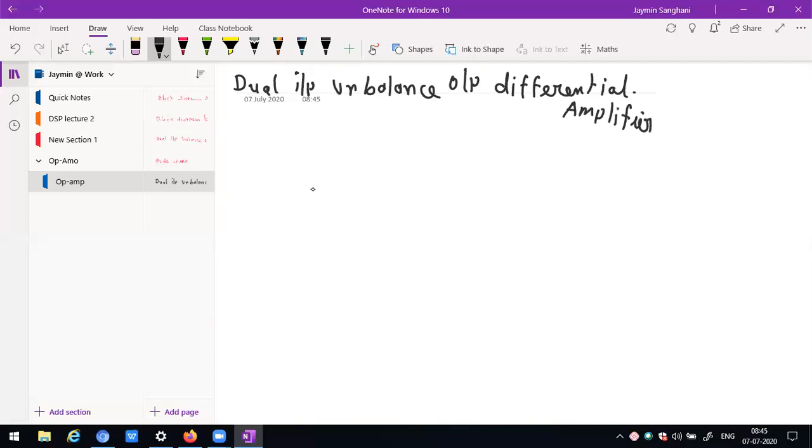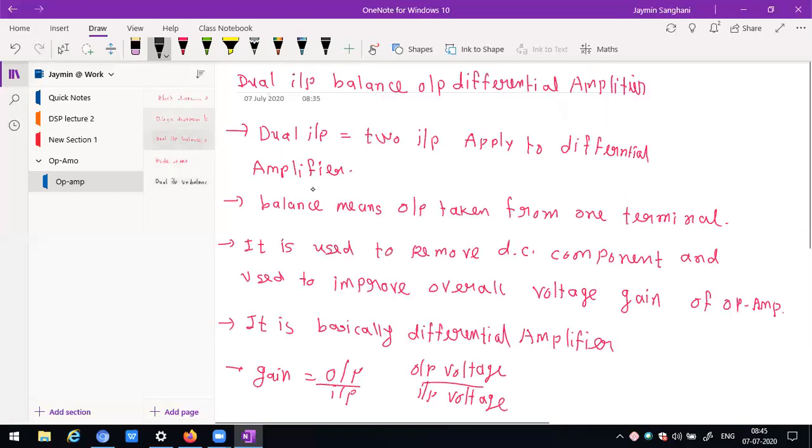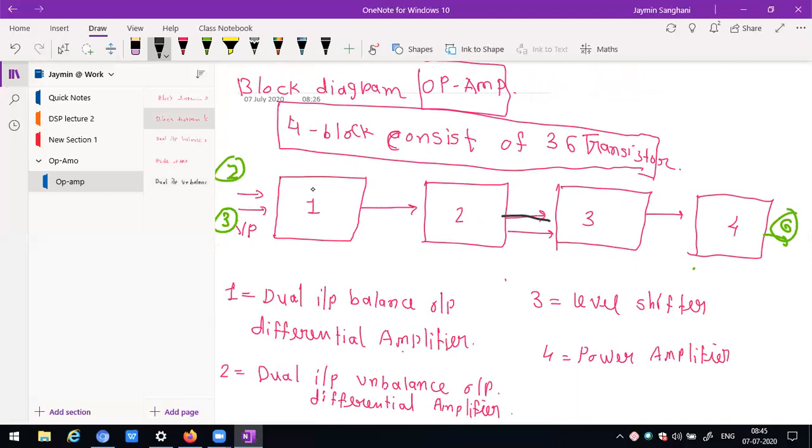So what is its role? It introduces DC voltage at the output. See the particular diagram here. Here the output can be considered as two terminals, and here the output can be considered as a common terminal. That's why it is known as balanced output. Here the output is taken from one terminal, that's why it is known as unbalanced output.